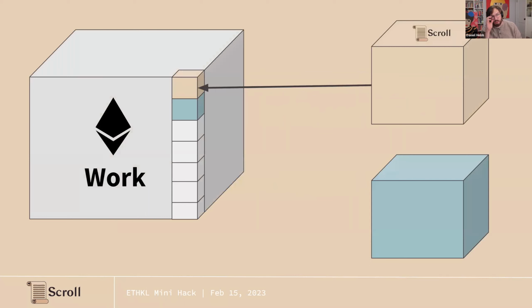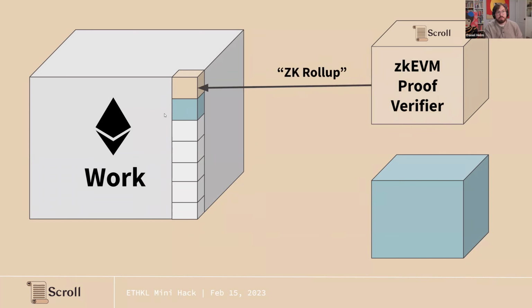All right, so coming back full circle, we've got our rollup. It's a ZK rollup, and what we are committing is a ZK proof. The work being done on Ethereum is a program, actually. It's a smart contract that is verifying the proof from our zkEVM. That is the computation being done on the L1.